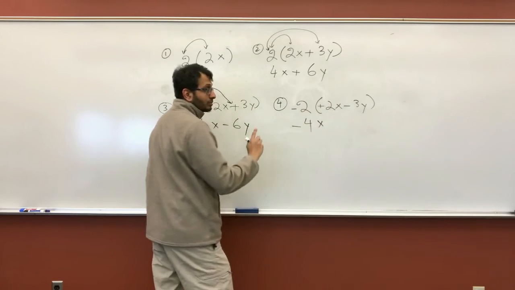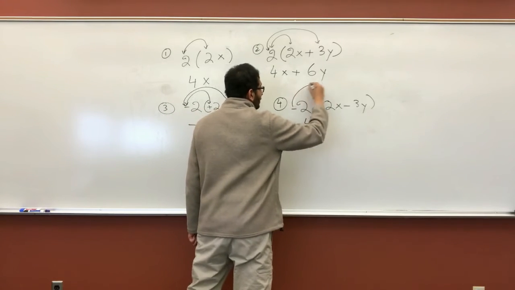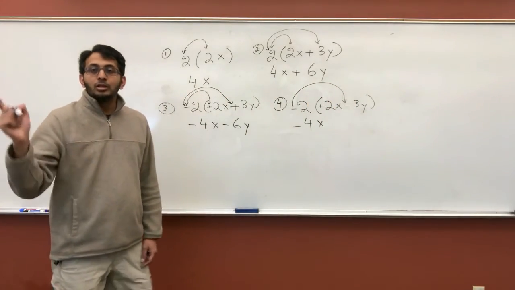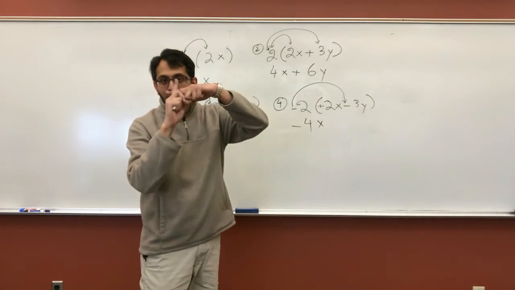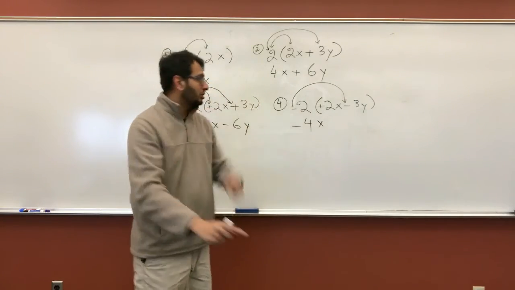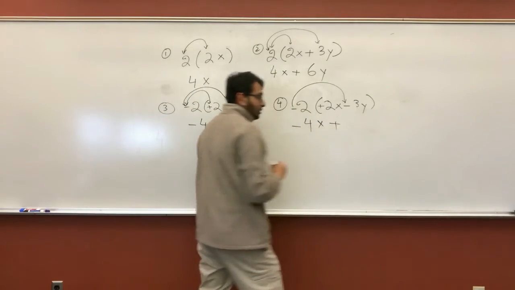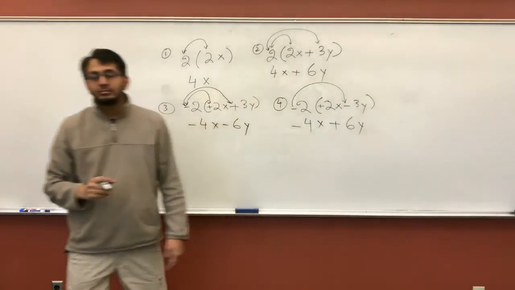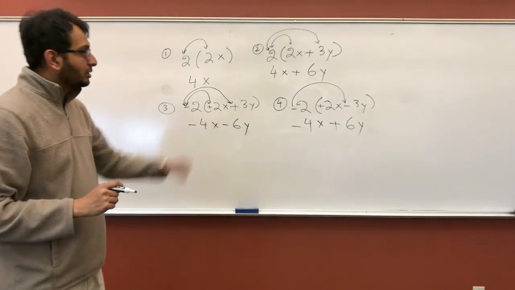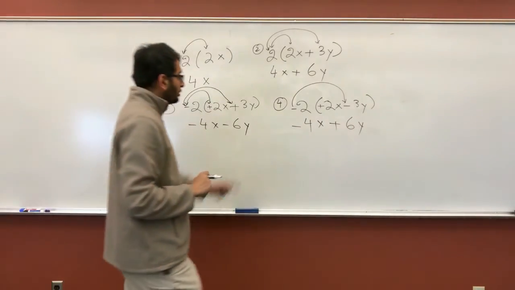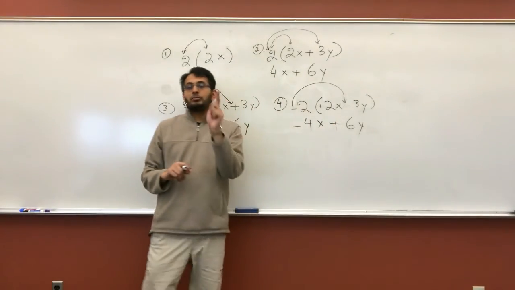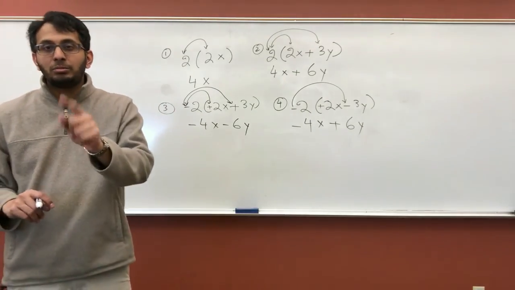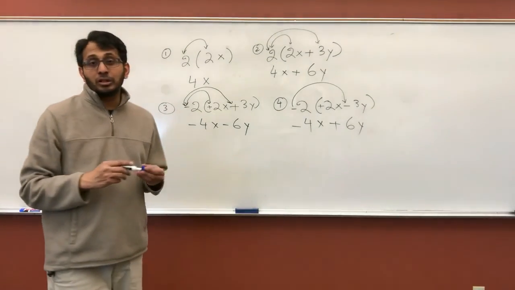Now, negative times negative, same signs. What's the rule? When signs are the same, the resulting sign is a plus. Negative times negative is a positive. 2 times 3 is 6y. So that's basically what your answer is. So you do sign multiplications separate from number multiplications, and the letters come back as they are, no problem. So that's how you're going to solve these problems.